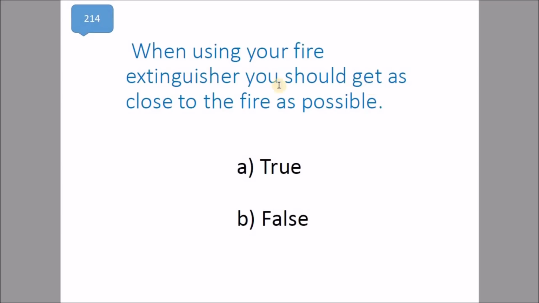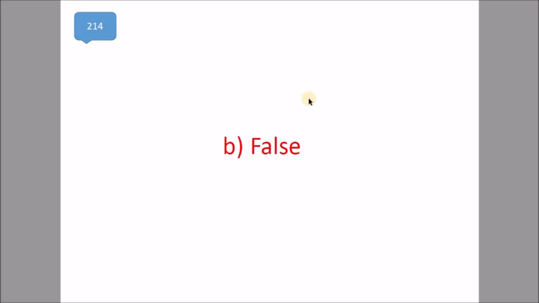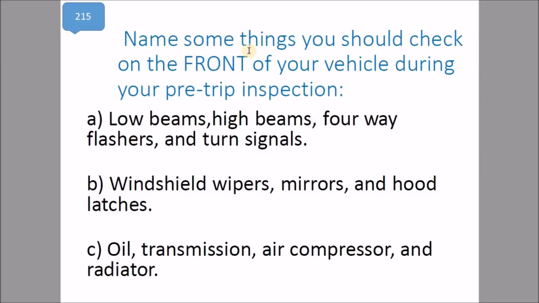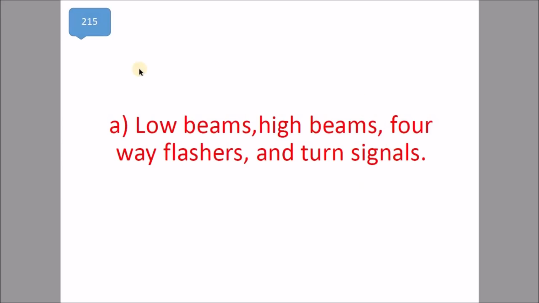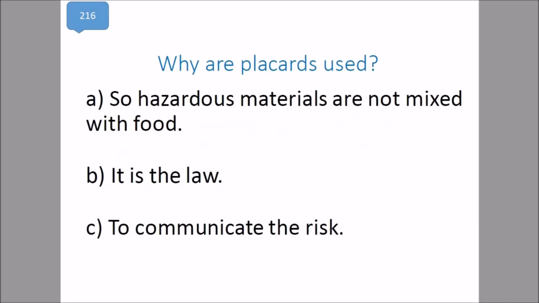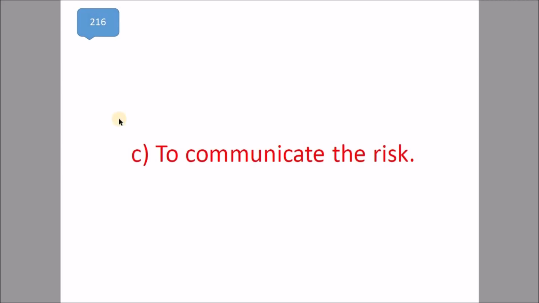When using your fire extinguisher, you should get as close to the fire as possible. False. That is correct. False. Name some things you should check on the front of your vehicle during your pre-trip inspection. Low beams, high beams, four-way flashers, and turn signals. That is correct. Low beams, high beams, four-way flashers, and turn signals. Why are placards used? To communicate risk. That is correct. To communicate risk.